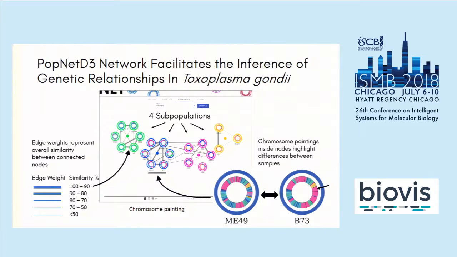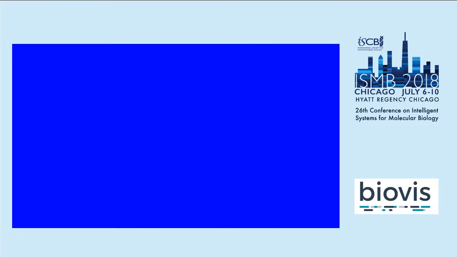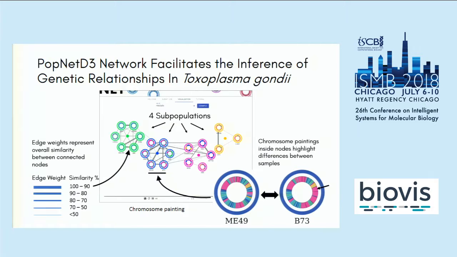And looking inside each node, we can see a circular chromosome painting. Now the pattern is pretty complicated, but what it allows you to do is quickly compare 2 samples and see where they're the same and where they're different. So comparing B73 and ME49 from the blue subpopulation, you can see that most of their genomes are pretty similar, except for this part here, where B73 is similar to the pink subpopulation. And so this suggests that B73 could be a hybrid between something that looks like ME49 and a member of the pink subpopulation.